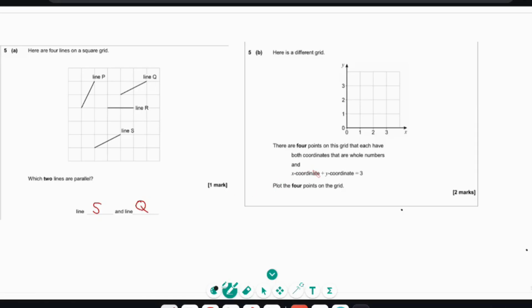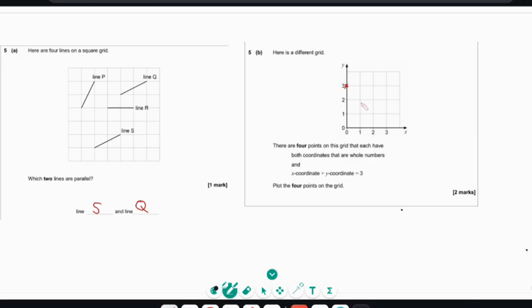Here is a different grid. There are 4 points on this grid that each have both coordinates that are whole numbers, and the x coordinate plus the y coordinate equals 3. Plot the 4 points on the grid. Okay, well, if x was 0, we only go up to 3, don't we? 0 add 3 will give you 3, so that point there. The x coordinate is 0, the y coordinate is 3, 0 plus 3 is 3.